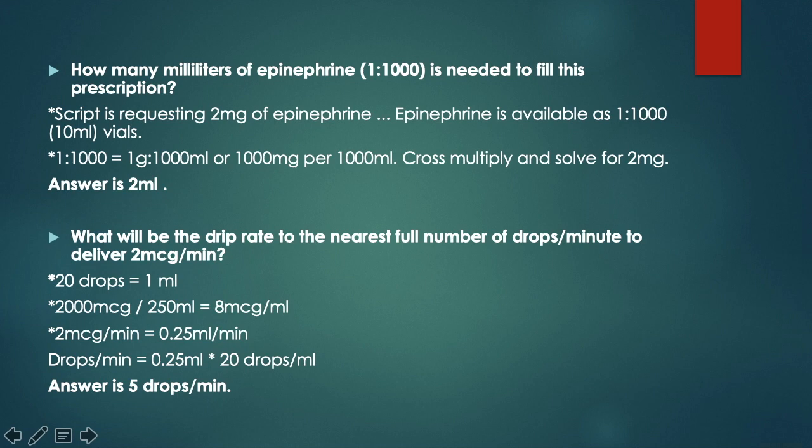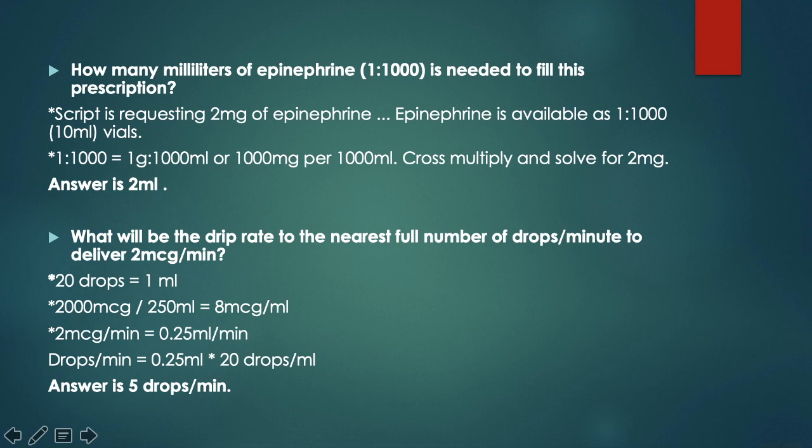Now, next question, what would be the drip rate to the nearest full number of drops per minute to deliver 2 micrograms per minute? Now, remember that the dropper is set at 20 drops per ml. Now, 2000 micrograms per 250 ml, that's what we have. It's the same as 2 milligrams per 250 ml. You get 8 micrograms per ml.